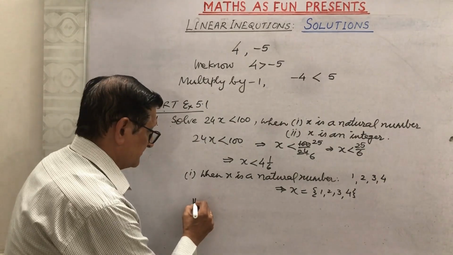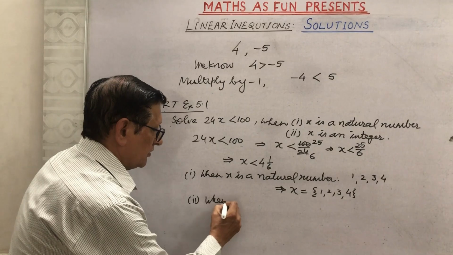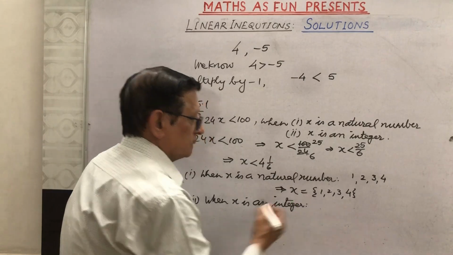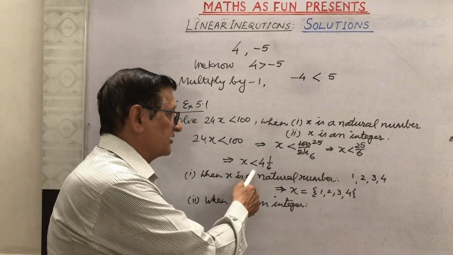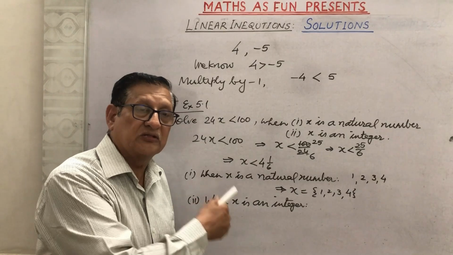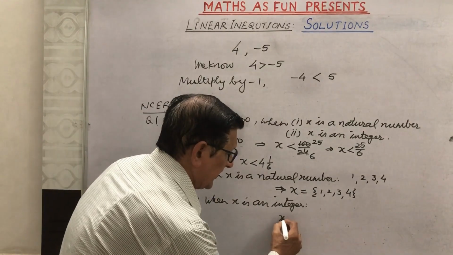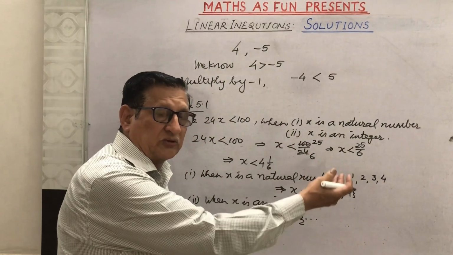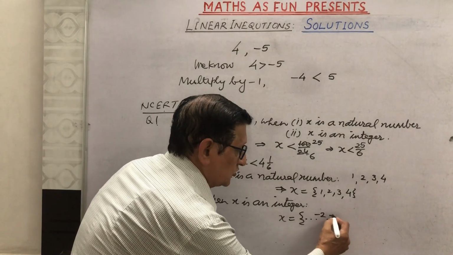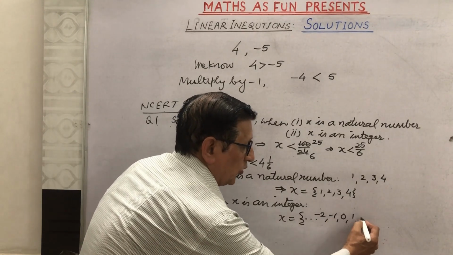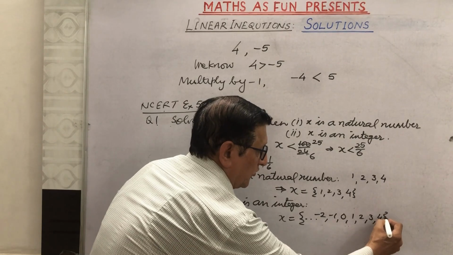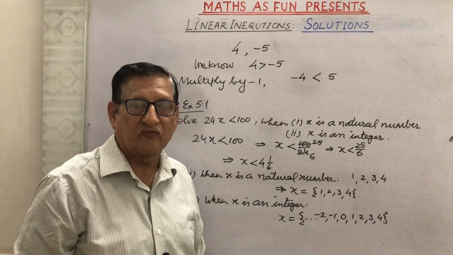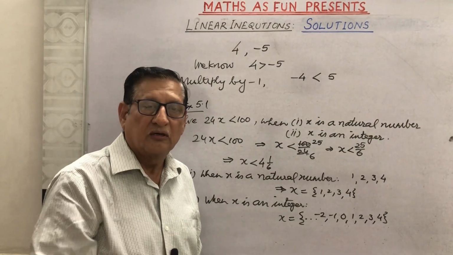The second case, when x is an integer. So all the integers from minus infinity to 4 will be the solution of this. It means x has all the values, negative values and also positive values up to 4, that is ..., -2, -1, 0, 1, 2, 3, 4. All the negative integers and positive integers only up to 4 will be the solution of this particular inequality.